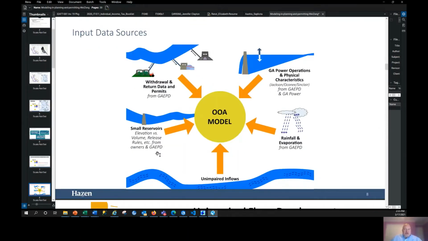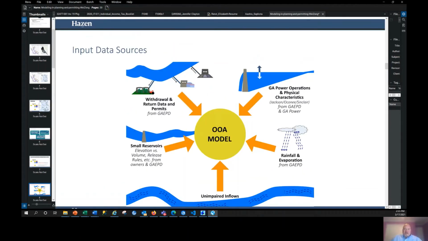There are a wide variety of input data sources used to develop a beam, including withdrawal and return data and permits, which come from EPD, operational and physical characteristics for the largest lakes from Georgia Power, rainfall and evaporation data that come from EPD and public sources, information on smaller reservoirs such as surface area elevation curves, or SAE curves, and release rules from EPD, in contact with individual reservoir owners. And then the main input are the unimpaired inflows, which are produced by the team using many of these same sources.